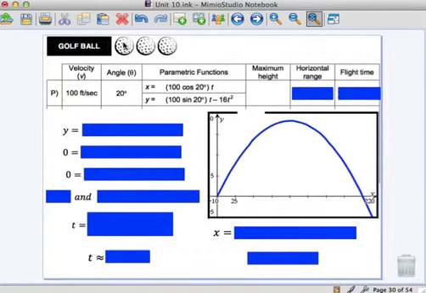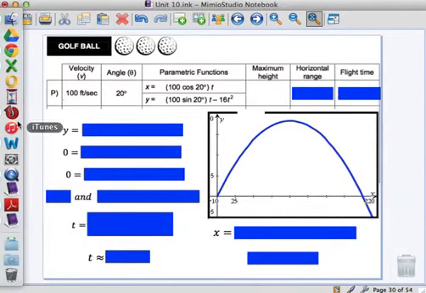So let's say we're hitting a golf ball. The first time you hit the golf ball, the velocity is 100 feet per second, and the angle is 20 degrees. To fill out your formulas, it would look like this. You do the velocity times the cosine of the angle times t, and velocity of 100 times sine of the angle times t, minus your 16 t squared, and we're using 16 because it's feet here, okay? So that's what we plug into the formula. Now, we want to find the maximum height, the horizontal range, and the flight time.